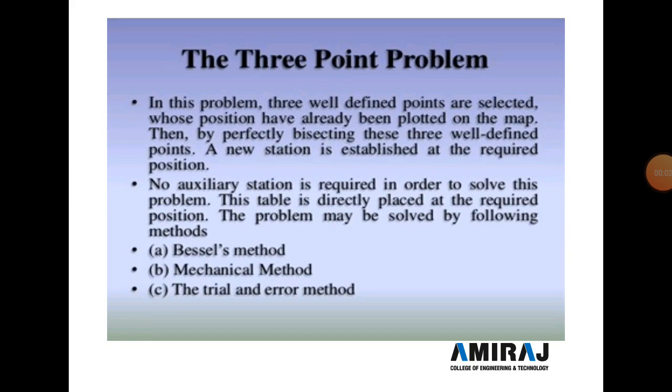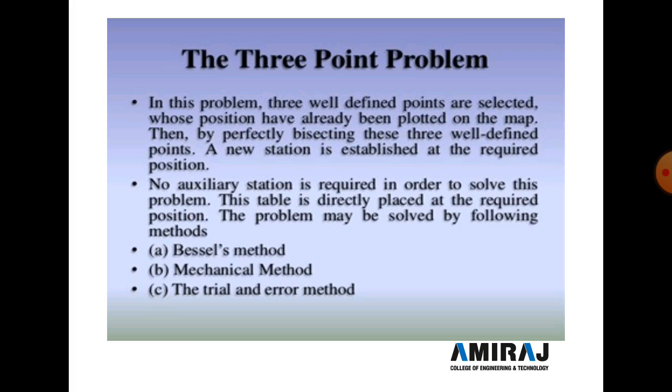Hello students, today we start a new topic of the plane table surveying chapter, and the topic name is the 3-point problem. In this method, three well-defined points are selected whose positions have already been plotted on a map, and then by perfectly bisecting these 3 points, a new station is established at a required position, meaning marked on the ground as a new station.